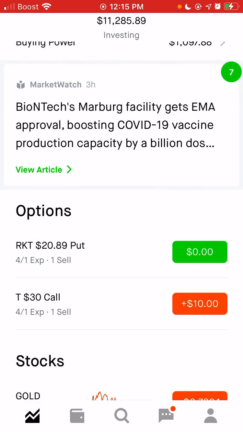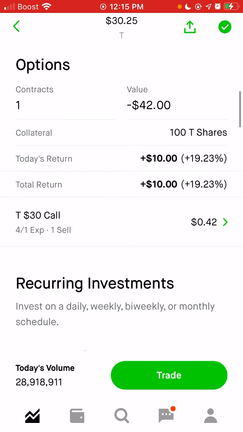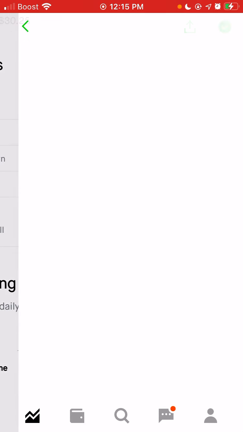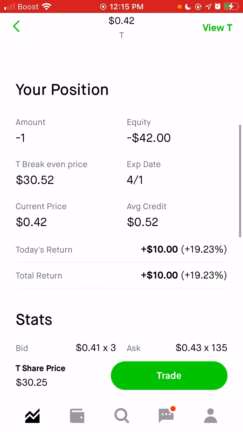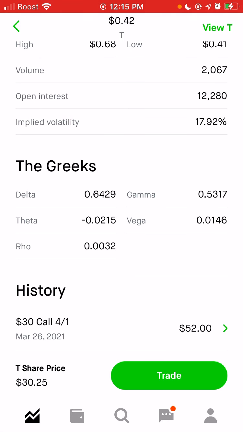So let's go to another example. We're going to go to a less volatile stock. We're going to look at an AT&T option. And here we have a call instead of a put that we sold. Okay, so let's look at the Greeks first. As you can see, we have a theta of minus 0.02, which means that this contract is going to be losing about $2 per day of value.